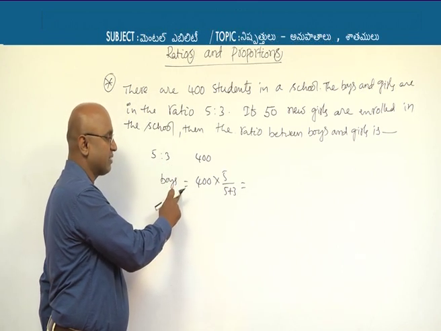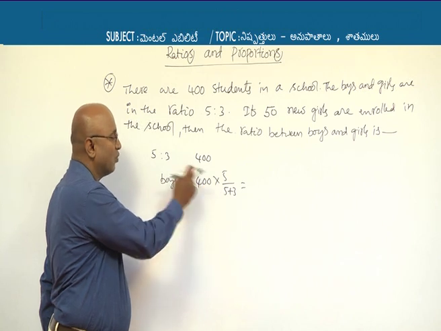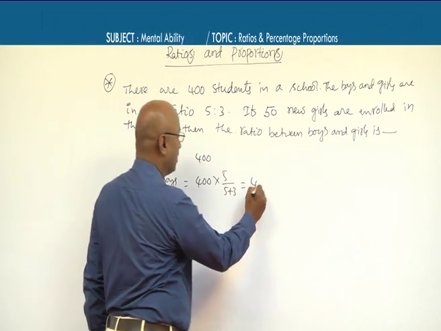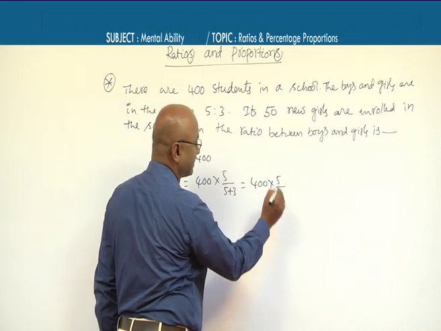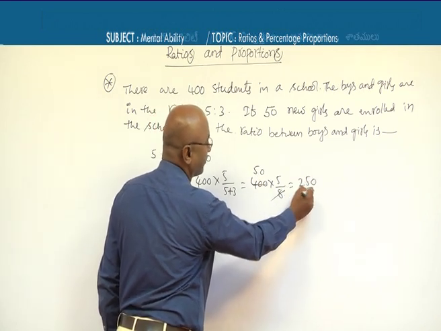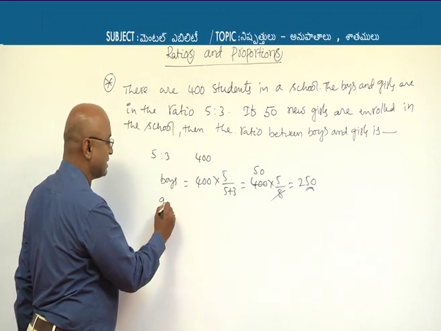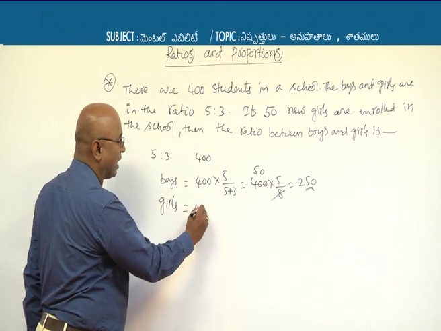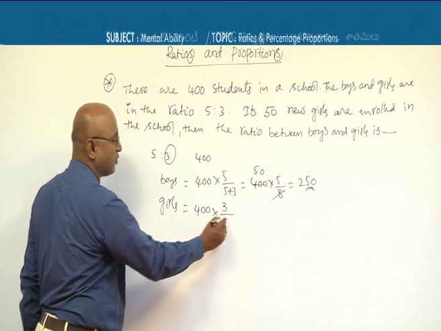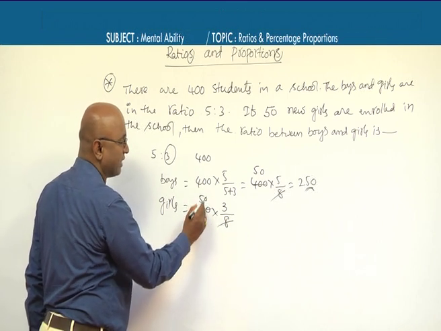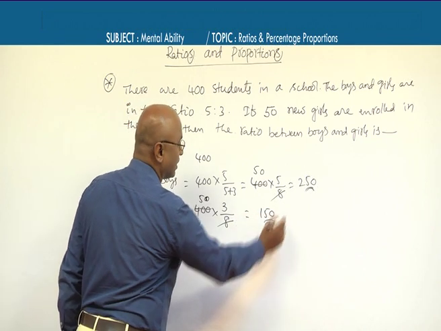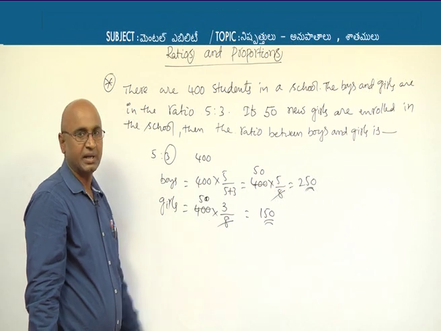Now the number of boys is equal to 400 into boys parts 5 by total parts 5 plus 3. That is equal to 400 into 5 by 8. 8 5s are 40. That is equal to 250 మంది ఉన్నారు. అలాగే బాలికలు ఎంతమంది ఉన్నారంటే 400లో 3 భాగాలు. మొత్తం ఎన్ని భాగాలు అంటే 5 + 3 = 8 భాగాలు. So 400 into 3 by 8 is equal to 150. సో బాయ్స్ ఏమో 250, గర్ల్స్ ఏమో 150 ఉన్నారు.